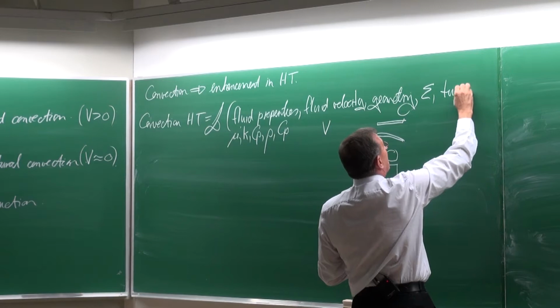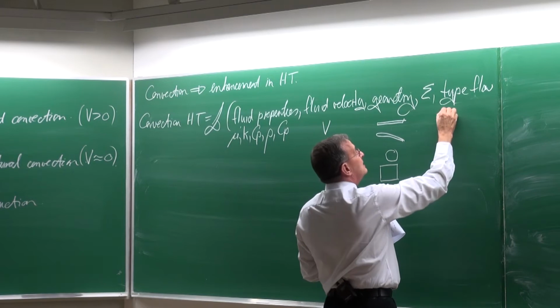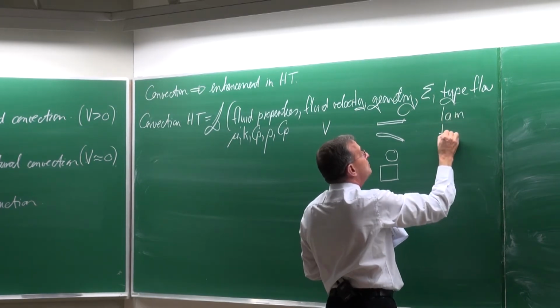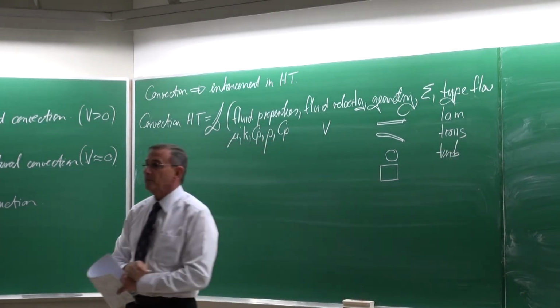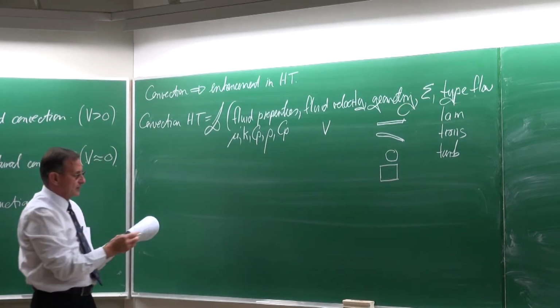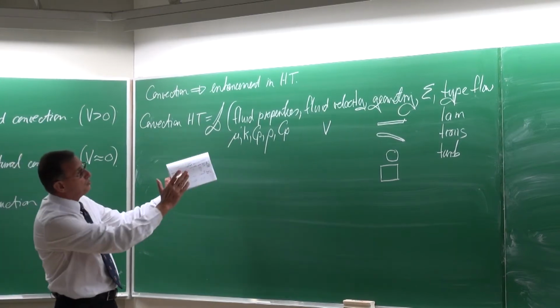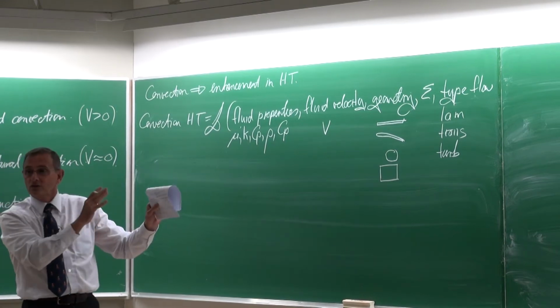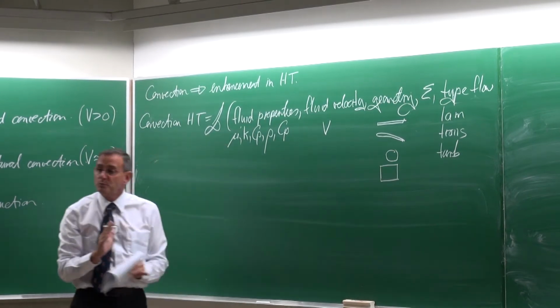And then lastly, the type of flow. With the type of flow, we mean the flow can be in the laminar flow regime, in the transitional flow regime, or in the turbulent flow regime. All of that will have an effect on the convection heat transfer. So because of this, convection heat transfer is a very complicated field. And there's a Nobel Prize for anybody who can figure out how to write the convection heat transfer as a function of all those properties.